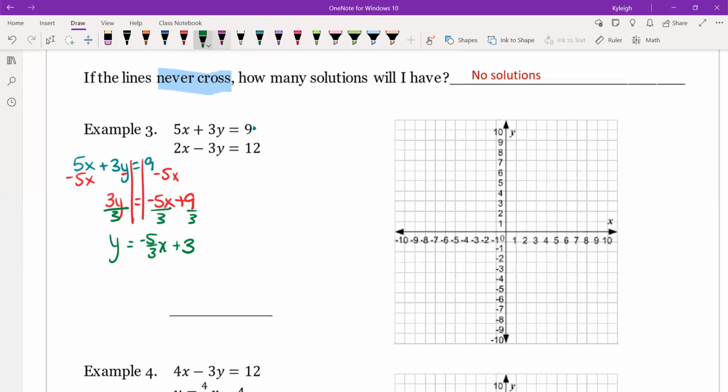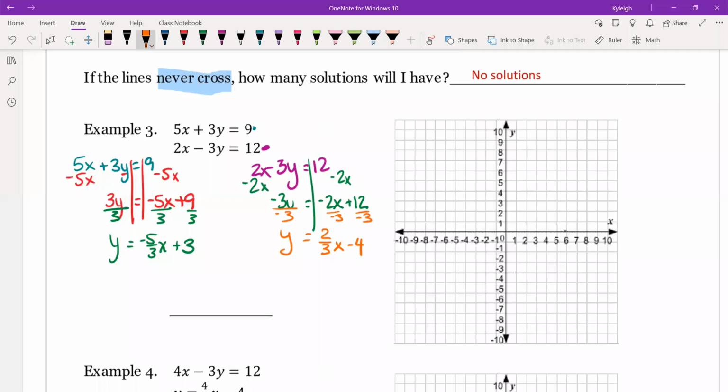Okay. I want you to solve the second one. Try to solve the second equation on your own right now for y. All right. Hopefully you got positive 2/3 x minus 4, because it was a negative 2x divided by a negative 3, so it's a positive. So now let's graph both of these.